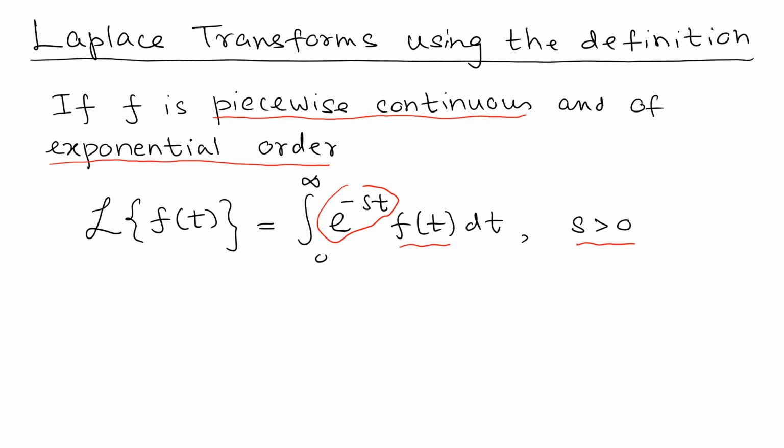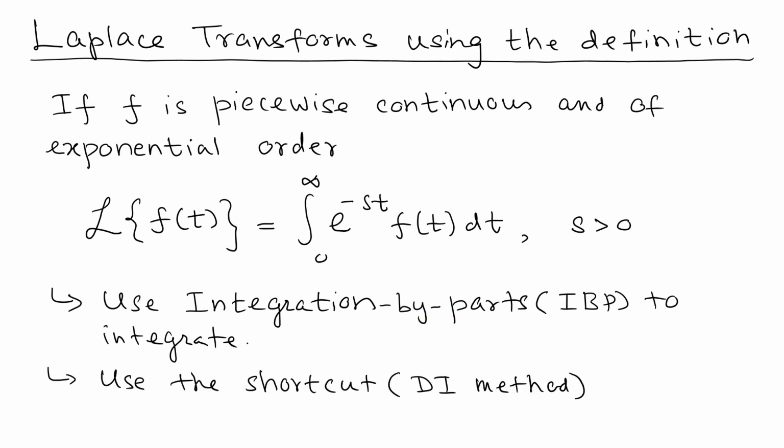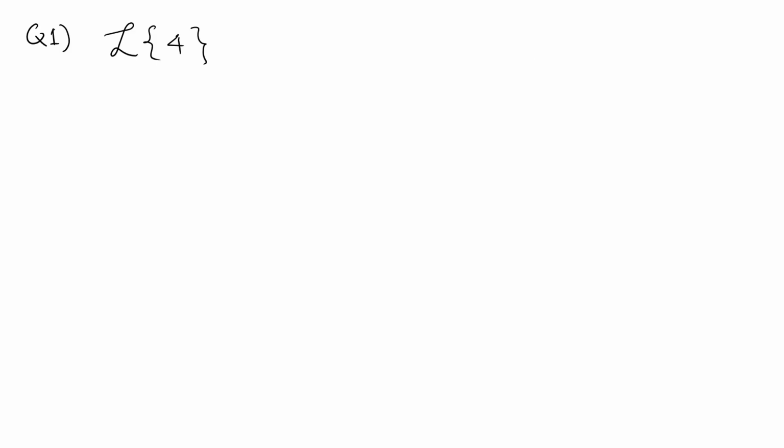And then how do we integrate? Normally, if you get a problem like that, we use integration by parts. Integration by parts would be the major technique for Laplace transforms. In short, we say IBP. Sometimes we are not going to do it the long way, and we use a shortcut, what we normally call the DI method. If you are not familiar with those two and you need more practice, you can find a link in the description so that you can practice those techniques first, and then you can use them in the Laplace transform technique. Okay, so let's look at the first problem.